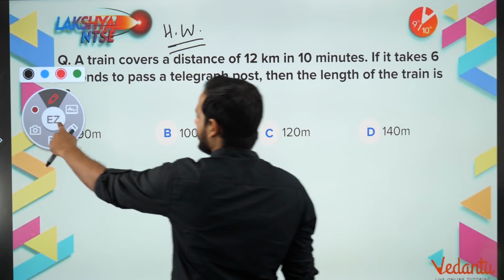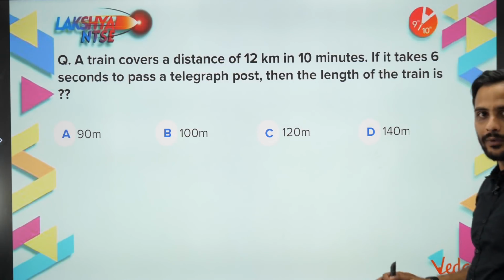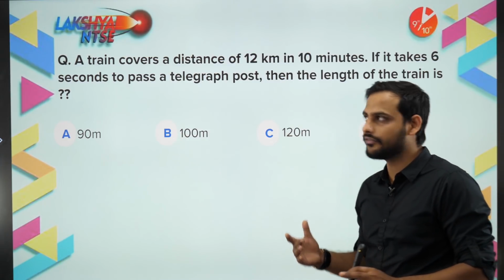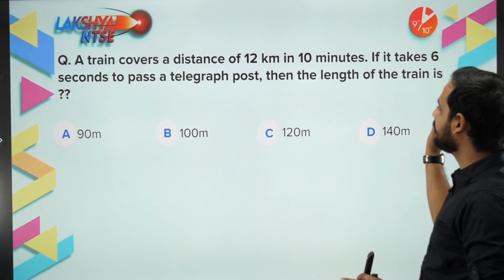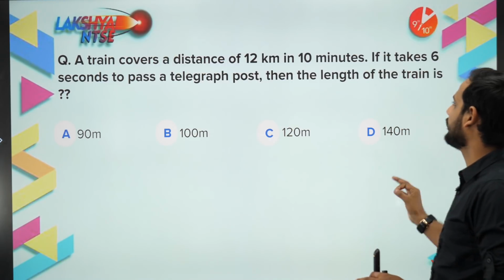Okay, let's see the question. All of you can see the question again. A train covers a distance of 12 km in 10 minutes. The train is covering a distance of 12 km in 10 minutes. If it takes 6 seconds to pass a telegraph post, then find out the length of the train.